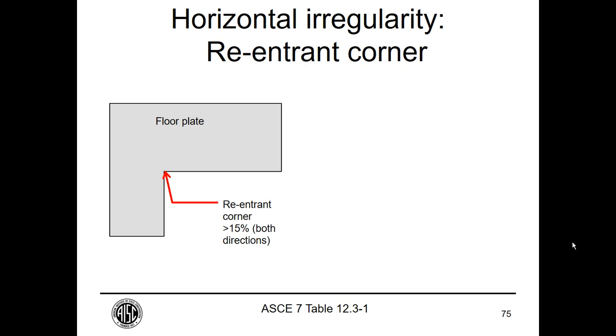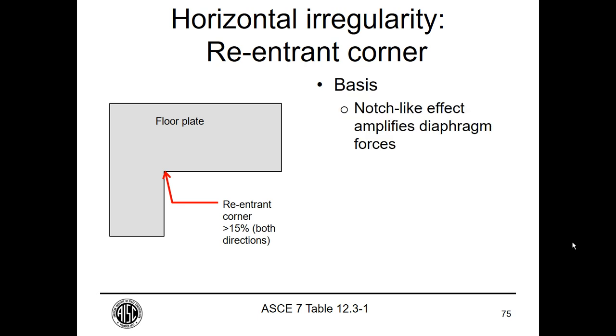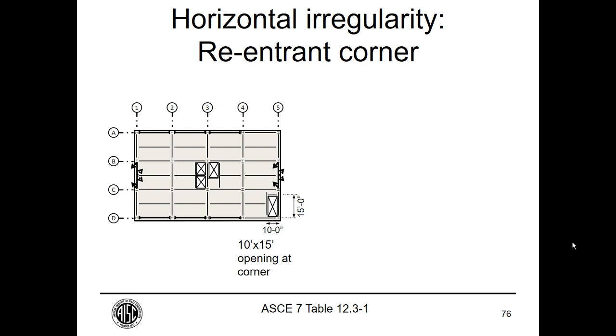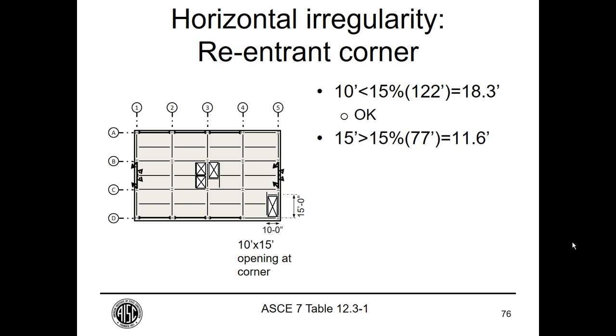Both of these bites have to be greater than 15%, or this one bite has to be greater than 15% of the building dimension in both directions. That creates a notch-like effect. We increase diaphragm forces and require dynamic analysis for taller buildings. We just have a pretty minor bite there, and so we're not going to trigger that reentrant corner irregularity.